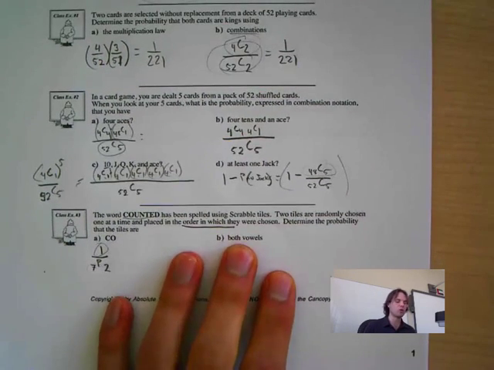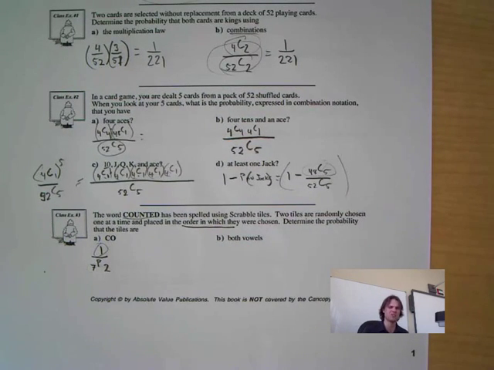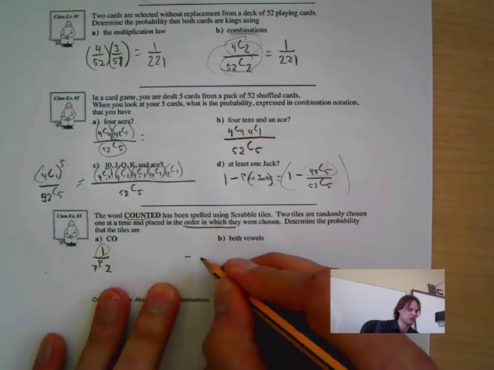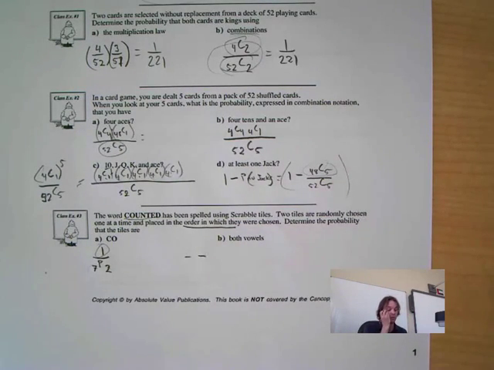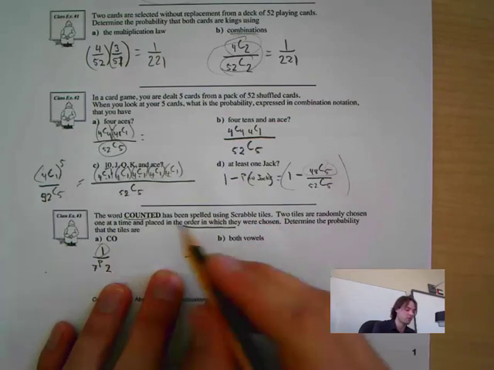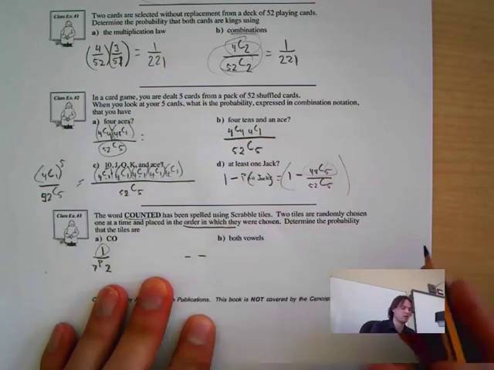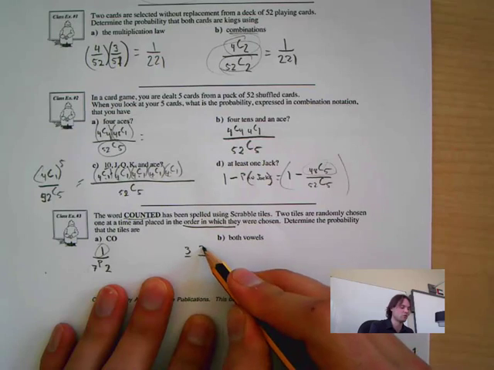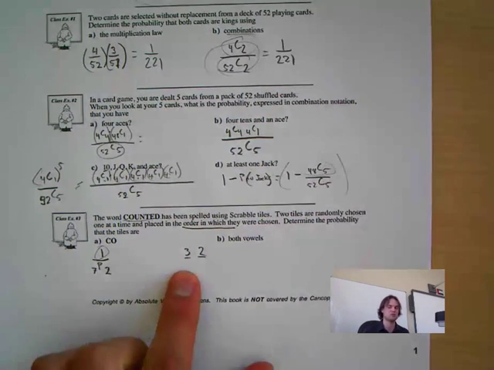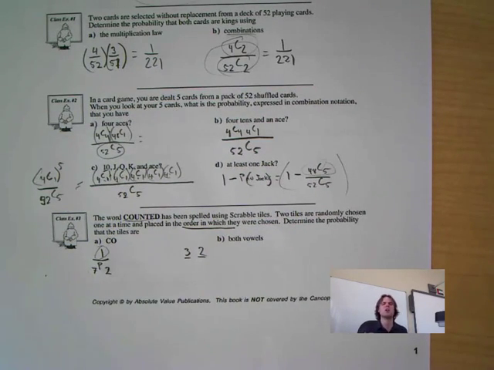So the next one says both are vowels. Well, there are 2 ways of doing this. We want 2 letters, right? 1, 2. What was the probability of getting them? Well, both are vowels, so that's 1, 2, 3. So there's 3 for the first one, and then 2 for the second. Once it's used, there's only 2. That's fundamental counting principle going that way.